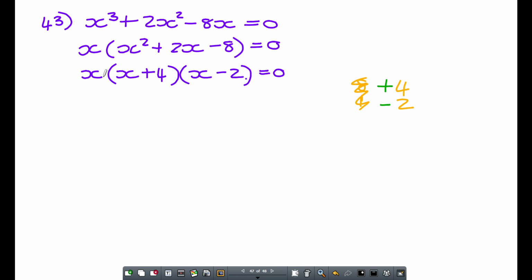Now, this x in front, as we said at number 7, is almost like its own bracket. Because it's x, we still got to solve it. So we're going to say that x would be 0. Okay, or second bracket, x would be minus 4. Or third bracket, x would be positive 2. Okay, you guys good?